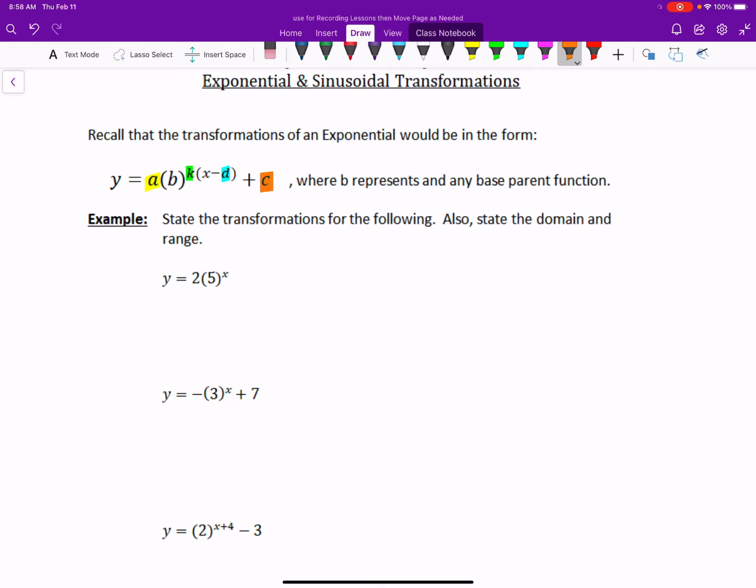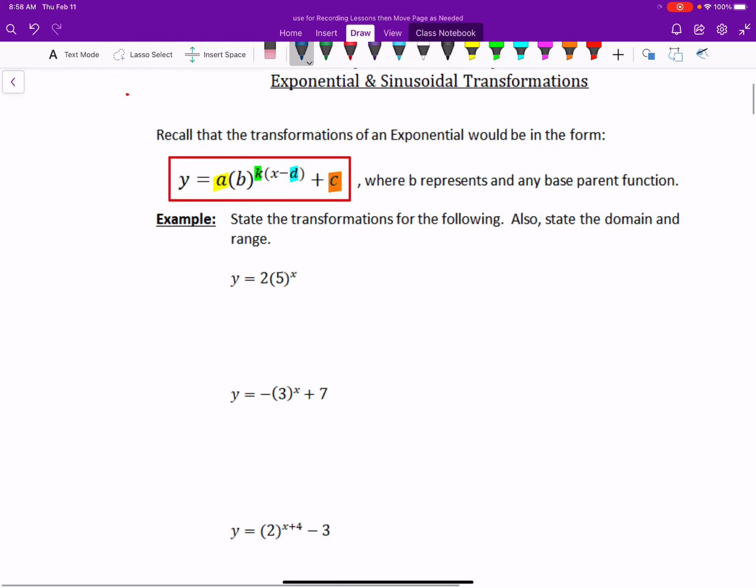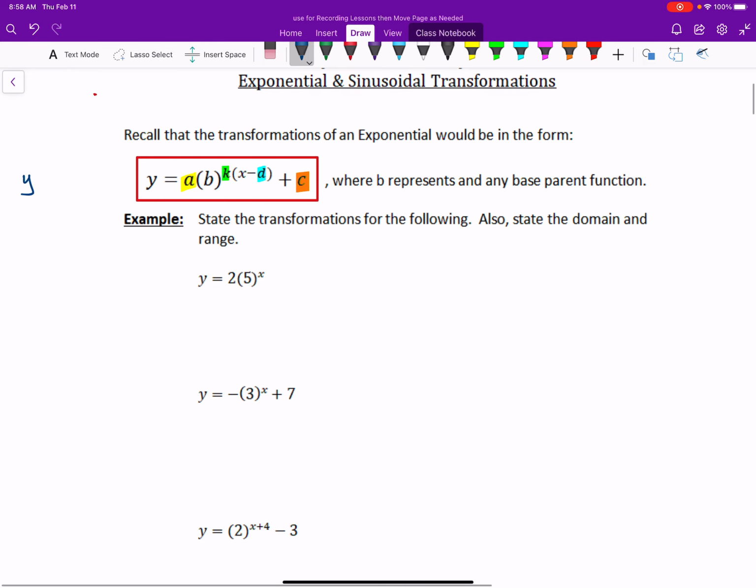So state the transformations for the following, also state the domain and range. So again, this is a particular formula that is specifically for exponential. In other words, if I take away the A, K, D, and C, what I've got is the original function, which I'll just do over here on the left, which is y equals b to the x. Really, that's all that's left if I take away a, k, d, and c, isn't it? And we recognize that that's our parent function for an exponential function.